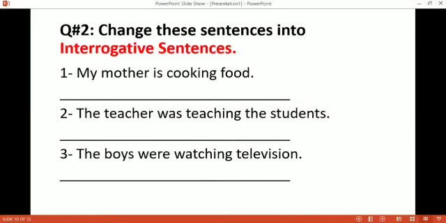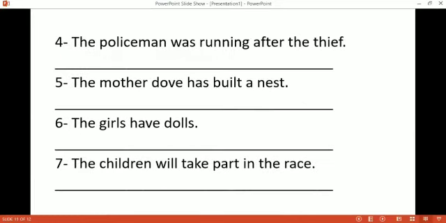Now moving to the next page. Our statement number 4 is, the policeman was running after the thief. Which helping verb is used in this sentence, students? Yes, was.